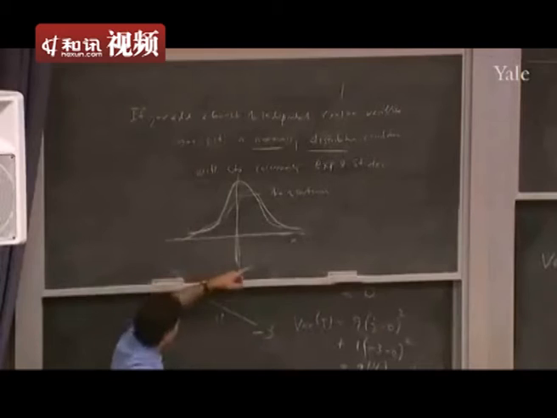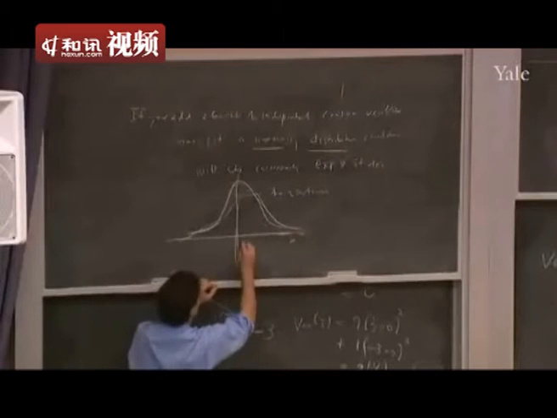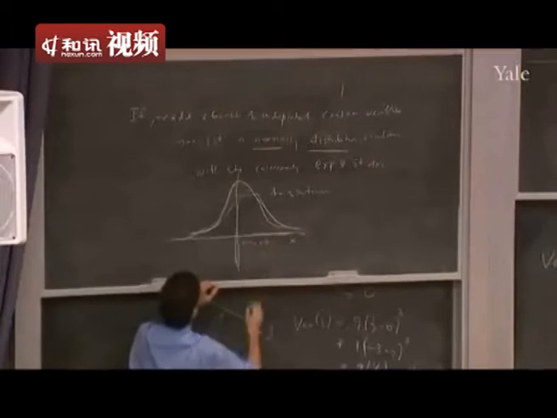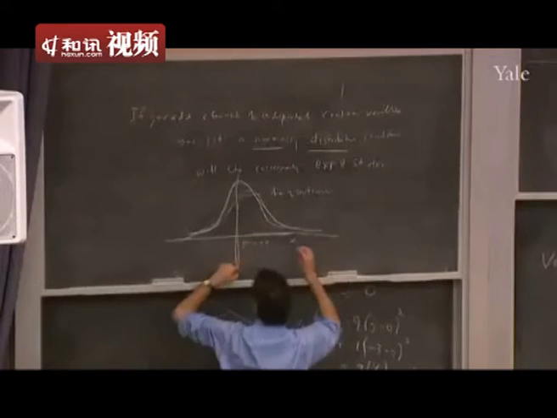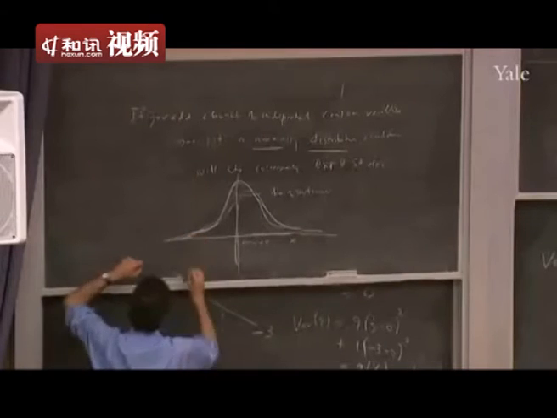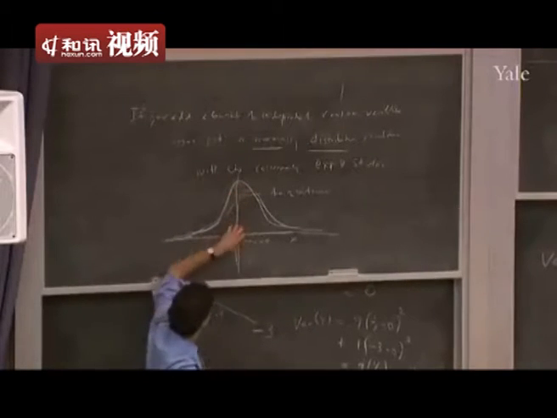So the bigger x is, and this is the mean, equals 0. I've assumed the mean is 0. If you take a really big x, it's very unlikely to happen, and a really small x is very unlikely to happen, and x's near the mean are pretty likely to happen.